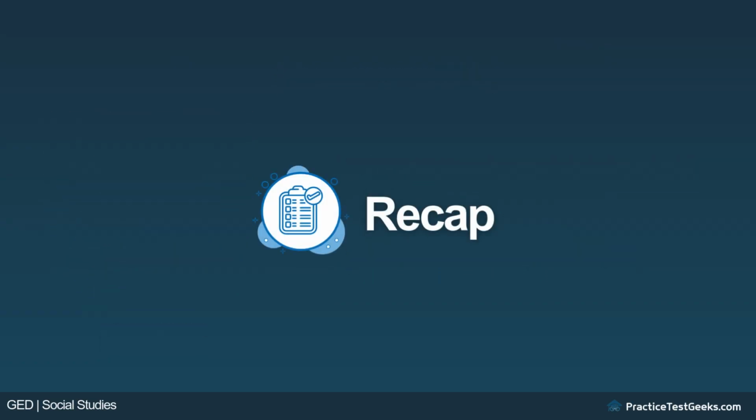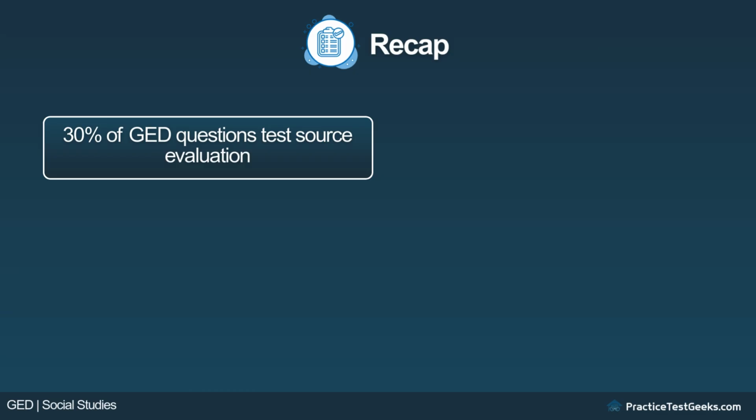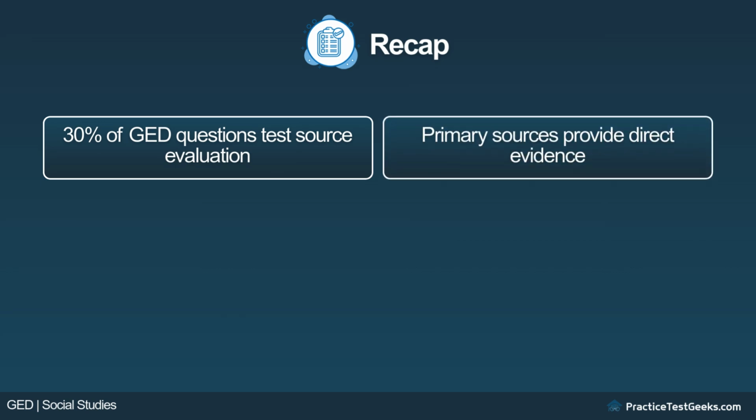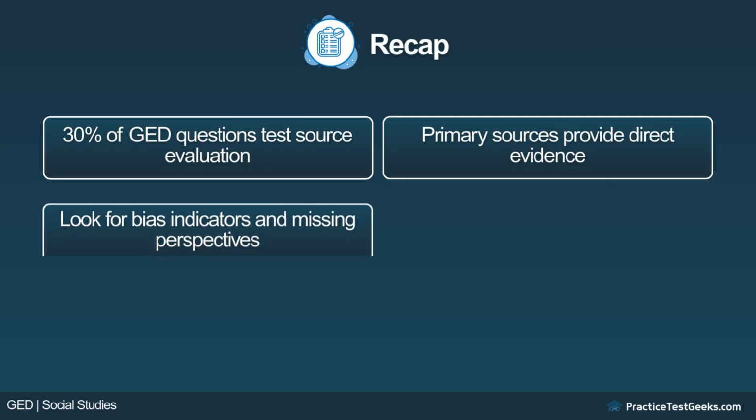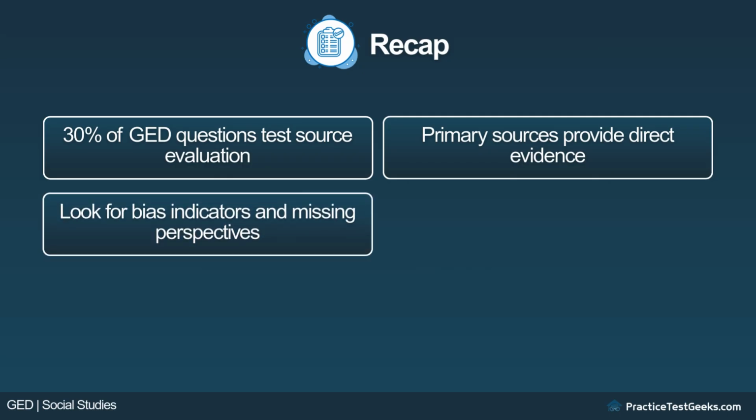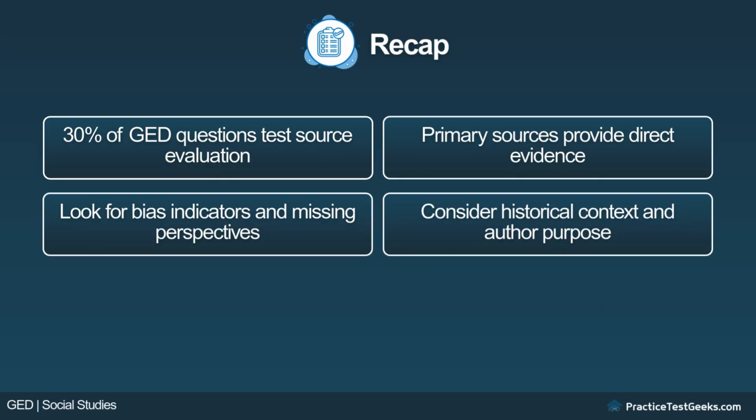Let's recap the essential skills from this lesson. Remember that 30% of your GED social studies questions will test source evaluation, making this a crucial skill for success. Primary sources provide direct evidence from the time period, while secondary sources offer analysis and interpretation. Always look for bias indicators like emotional language and missing perspectives that might skew the information presented. Consider the historical context and author's purpose to understand why the source was created and how it might be influenced.